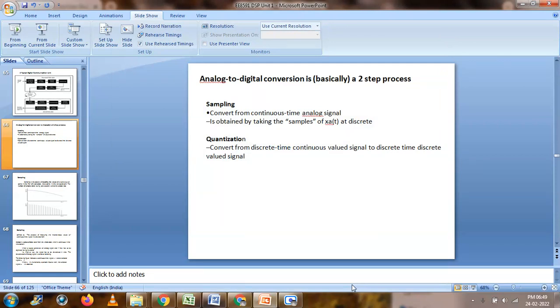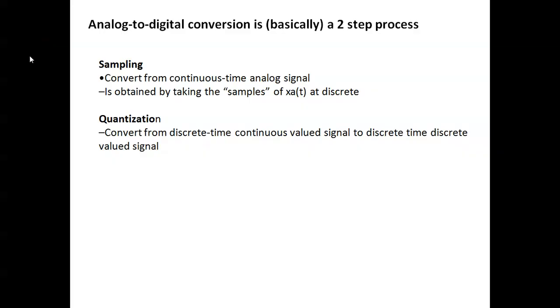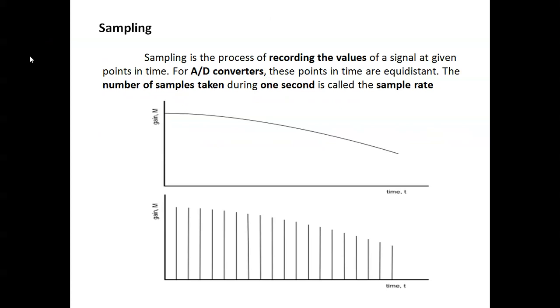Analog to digital conversion is basically two steps: sampling and quantization. First we have to discuss sampling. Quantization we will see in the next video. Sampling is a process of recording the values of a signal at a given point in time.